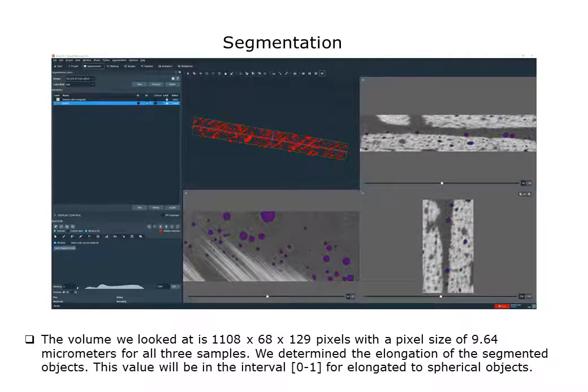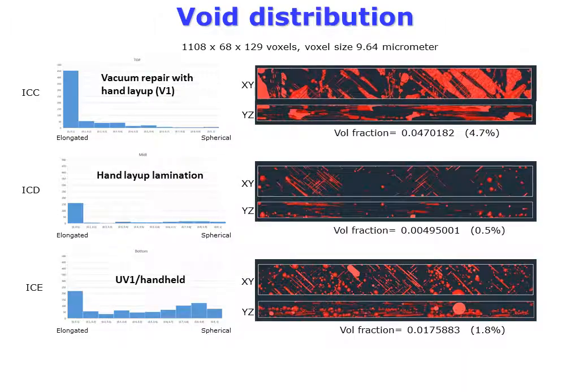The reconstructions were segmented, using a constant threshold, to separate the black air bubbles from the gray epoxy and the white fibers. Here, you can see the void density and distribution for 3 cases. Vacuum repair with hand layup. Hand layup. Handheld ultraviolet curing.